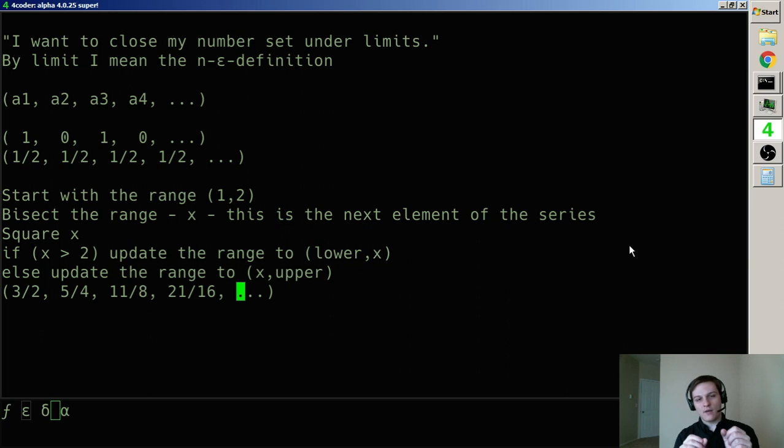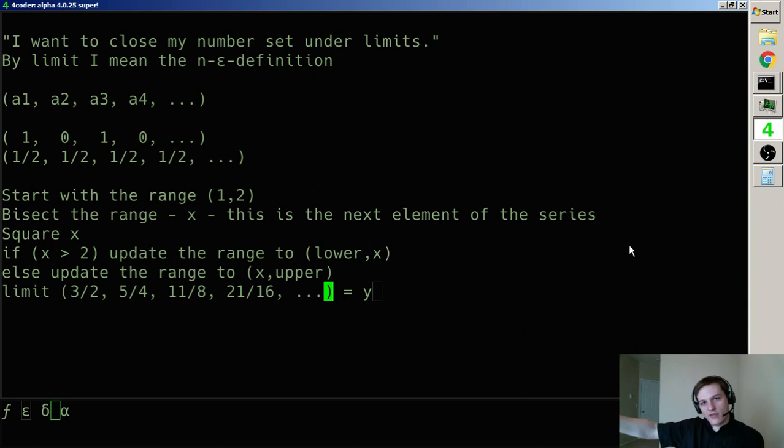Point is, if I want to get arbitrarily close to whatever number this converges on, I should be able to set epsilon super close to 0 and say where is the n where all of the points after this are within epsilon. Let's say that y is what this converges on, right? The limit of this equals y. Then if y is a rational number, there's some n where all the points after that in the series are within epsilon of y.